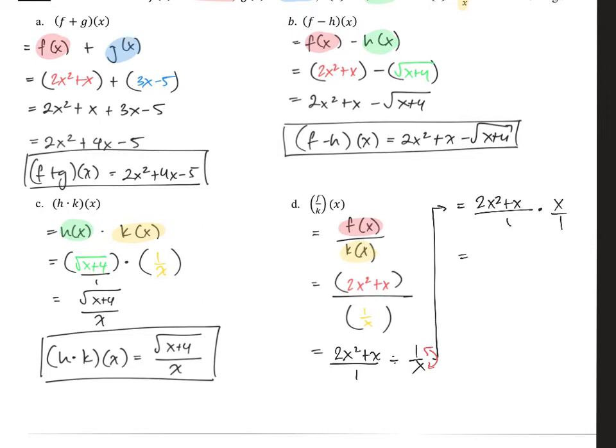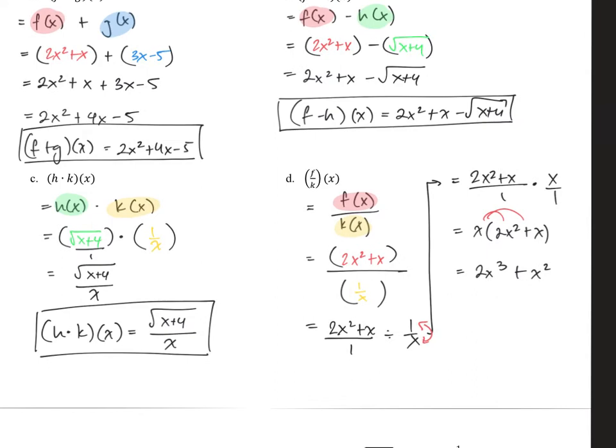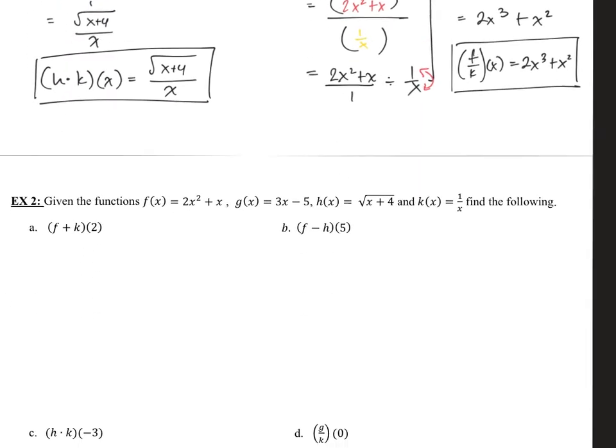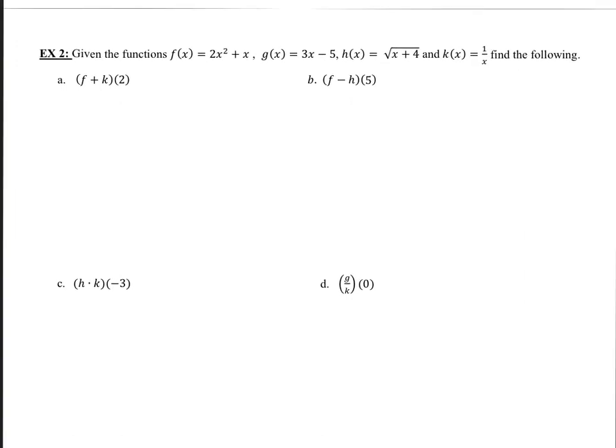Multiplying out, let's do this. X times 2x squared plus x. Then we can distribute in the x value, and we'll get 2x cubed plus x squared. So my answer is f over k of x equals 2x cubed plus x squared. I've always sort of found it fun using those.